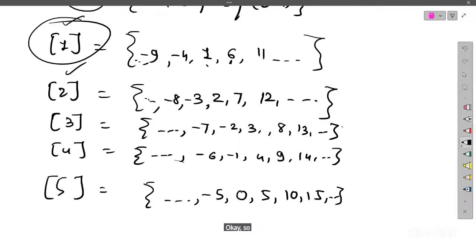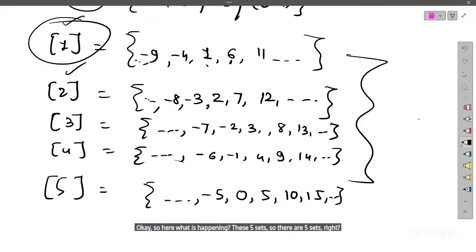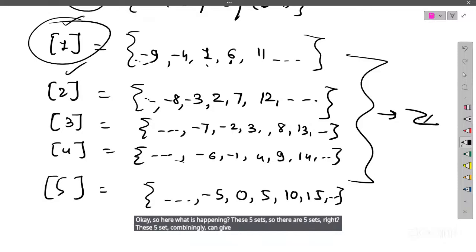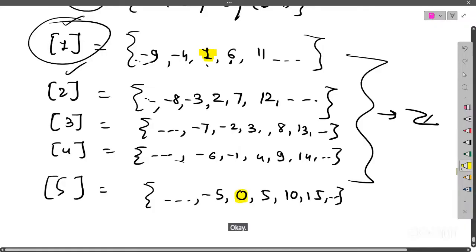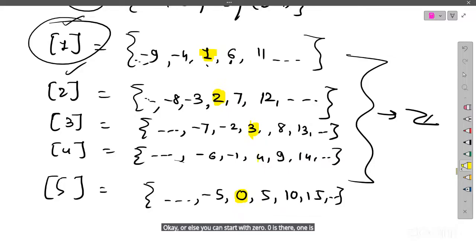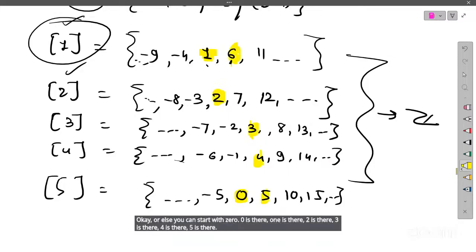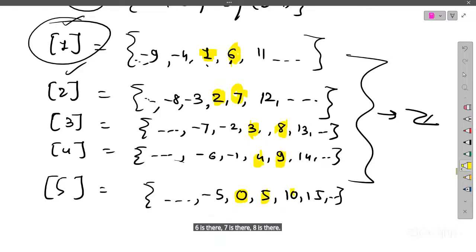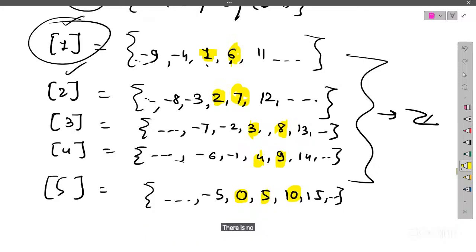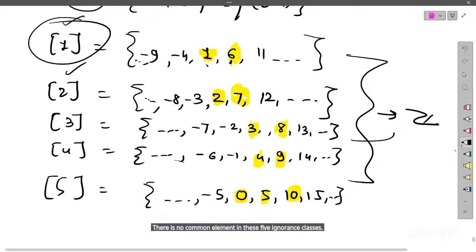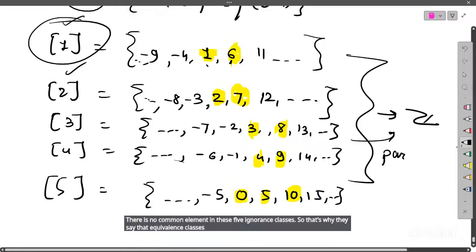Here, what is happening? These 5 sets combined can give you the set of integers, because you can easily find every integer in this set. You can start with 1, or else you can start with 0. 0 is there, 1 is there, 2 is there, 3, 4, 5 are there. 6, 7, 8, 9, 10 are there. And you can observe that these 5 equivalence classes are entirely different. There is no common element in these 5 equivalence classes. That's why they say that equivalence classes partition the set.